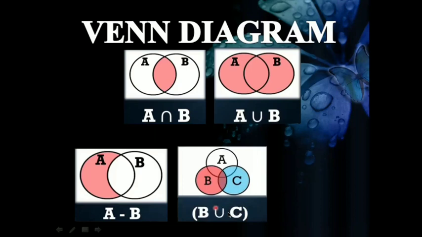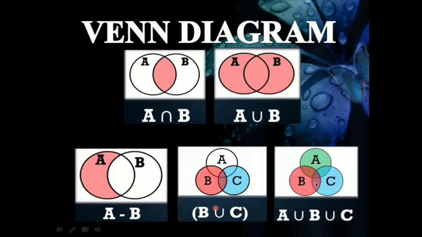Next, B union C. Here we have a Venn diagram composed of three circles: A, B, and C. The only shaded regions are the circles of B and C. So that is B union C. While if it is all shaded, that is A union B union C. So that's it.